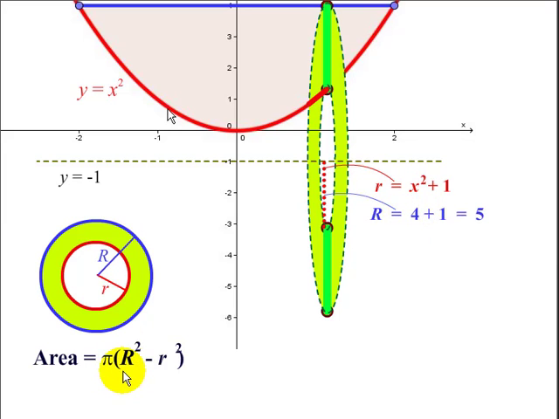So now I plug it into the area formula, and I say the area is pi times 5 squared, that's my larger radius squared, minus x squared plus 1 squared, my smaller radius squared. So remember, the volume is the integral over the area, and it turns out these lines intersect when x is -2 and when x is +2. So that's because 2 squared is 4, and we have y equals 4.